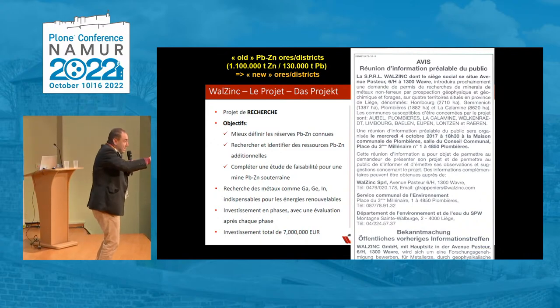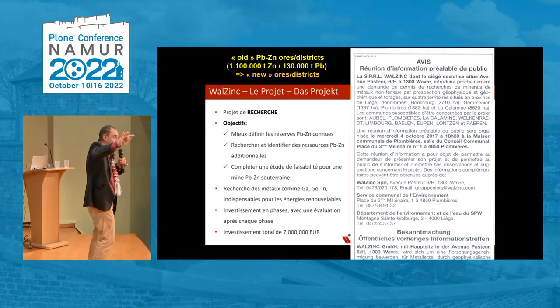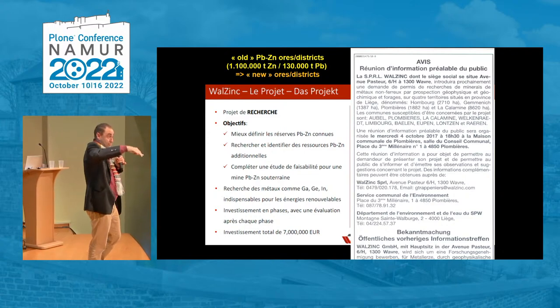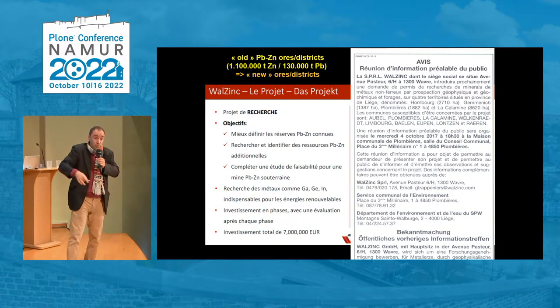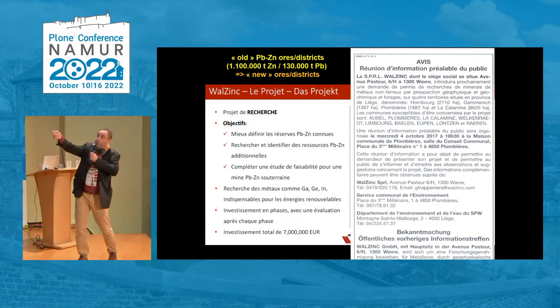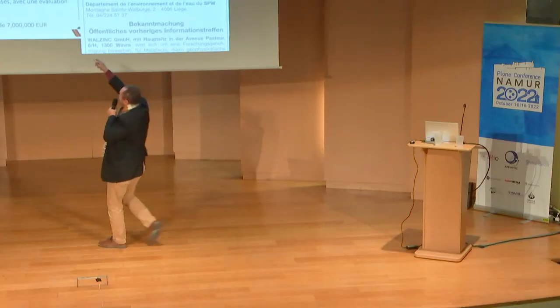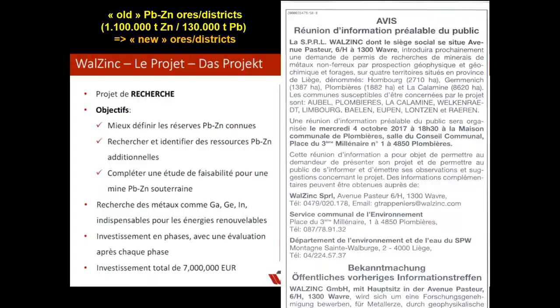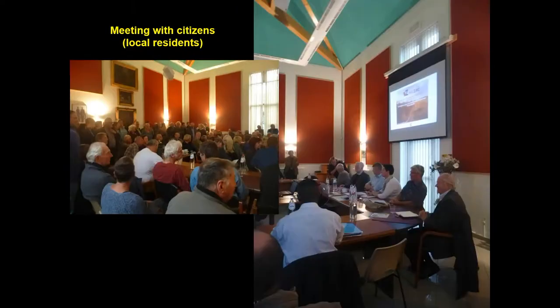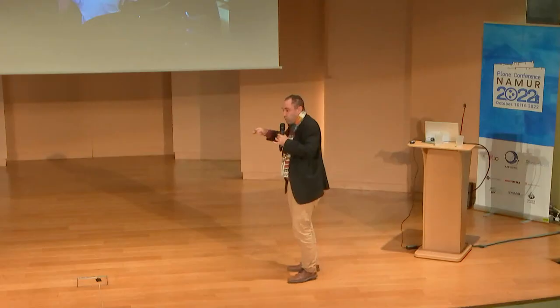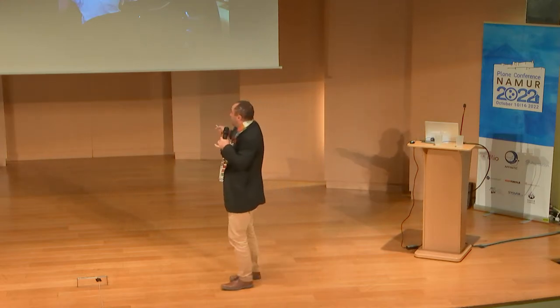But this is a similar way for other countries, mainly in France, Italy, Portugal for lithium. This is at the moment the case. This is, of course, for lead and zinc, but this is well known that this is for new metals, gallium, germanium, and indium, very useful for ICT. So if you have a meeting with the citizens and the local residents, it's of course not possible at all to have a new quarry or mine in Belgium.